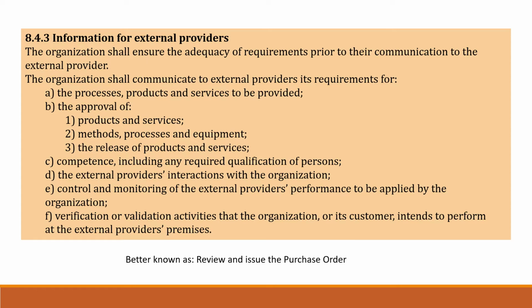Here is information for external providers. This is better known as the purchase order. What it is you shall communicate to the external providers all these requirements. The processes needed, the approval of everything, competence of employees, external providers' interactions with the organization, including a point of contact. I'll let you read the rest of them. Basically, this information is usually provided in either the contract or the blanket purchase order terms and conditions, or just on the order.